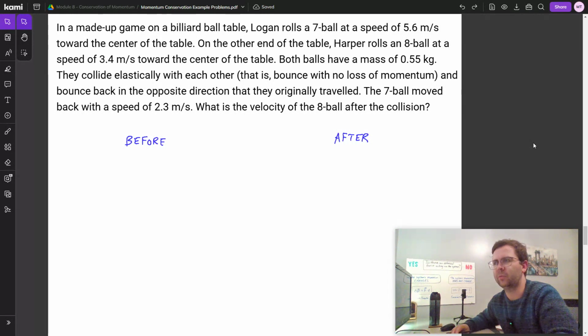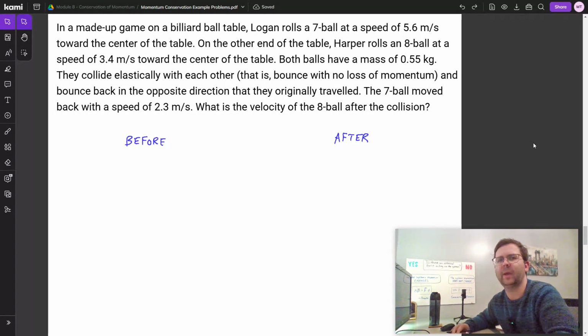That is, they bounce with no loss of momentum, and they bounce back in the opposite direction that they originally traveled. The 7 ball moved back with a speed of 2.3 meters per second. What is the velocity of the 8 ball after the collision?